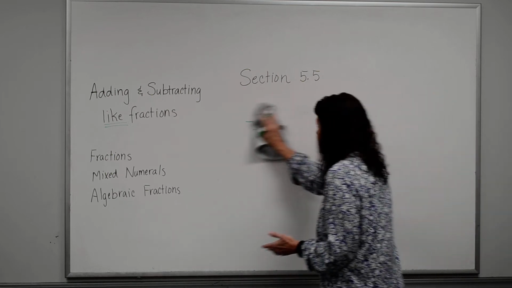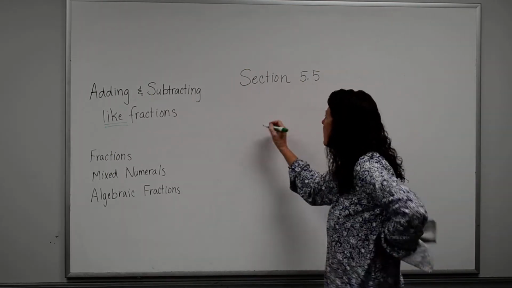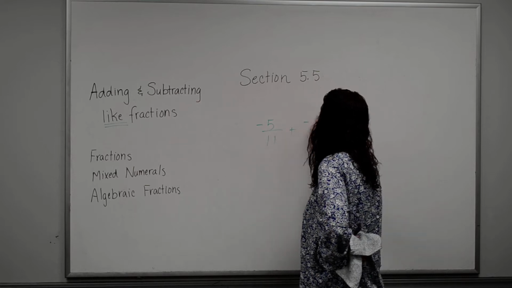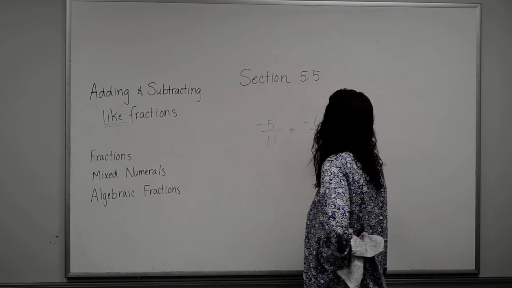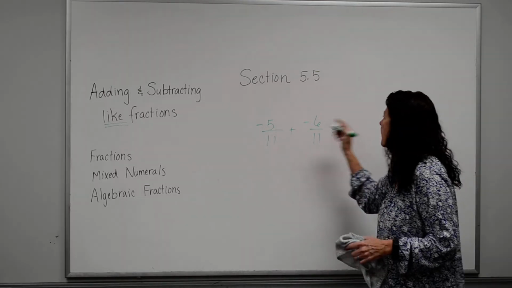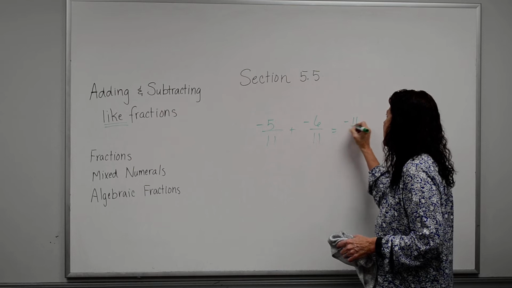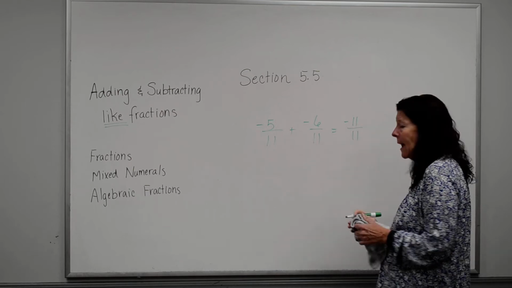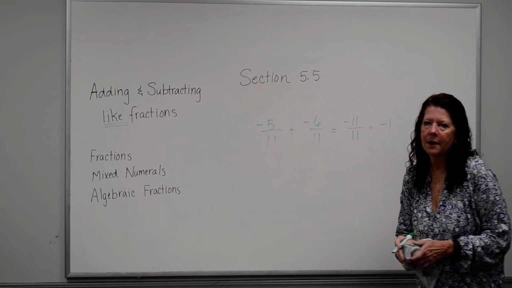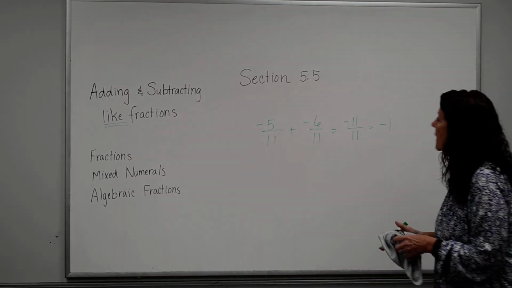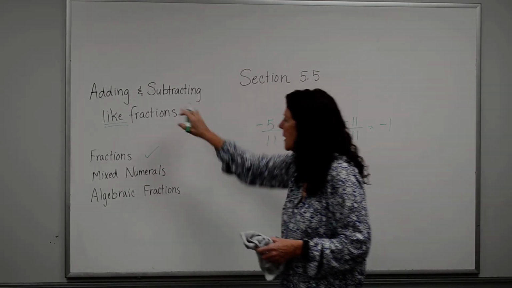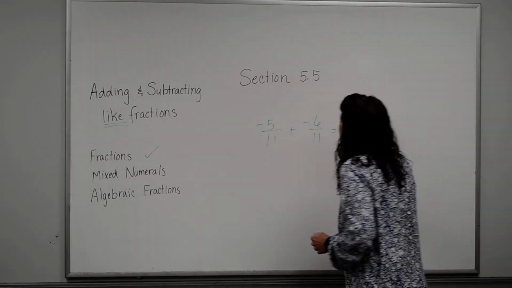Okay, so it's just a matter of adding the top numbers together. So if I have something like this, they're both negative. Remember, the rule for negative is you add them and use their sign. So that's going to be -11/11, which is equal to -1, because 11 divided by 11 is 1. So this is just adding common or like fractions.